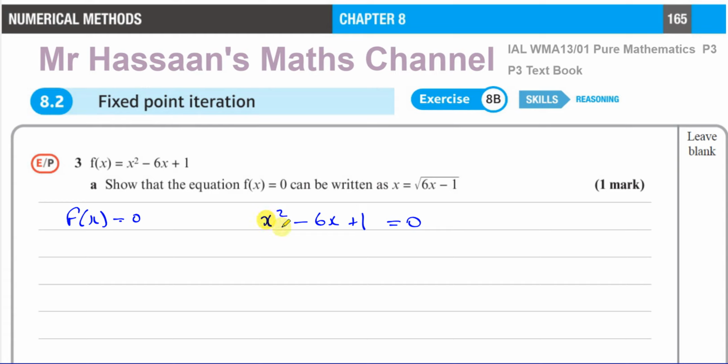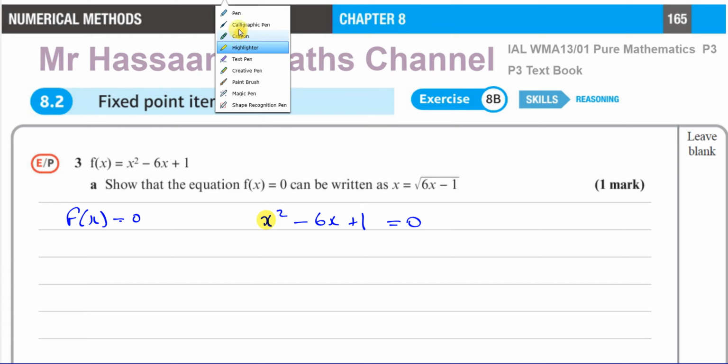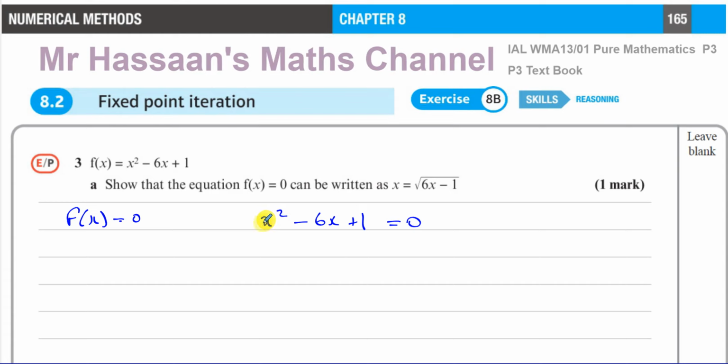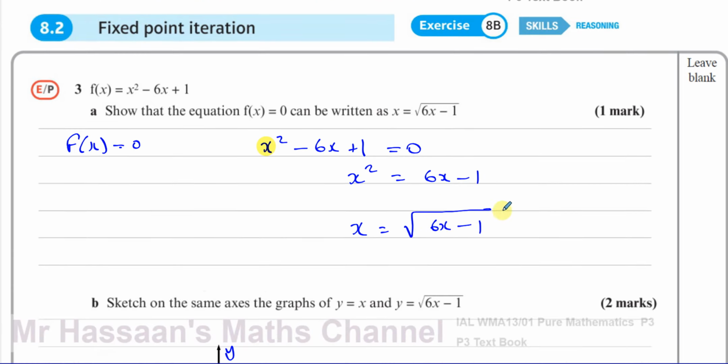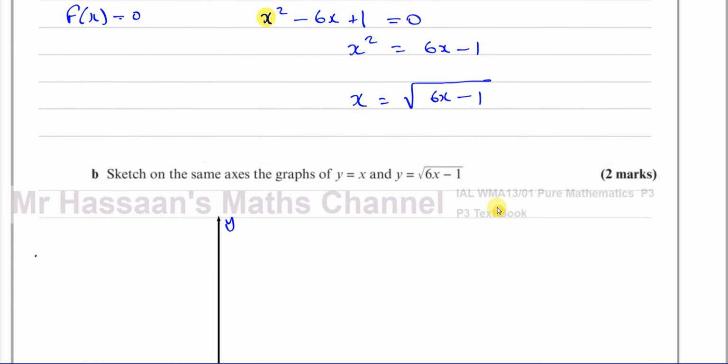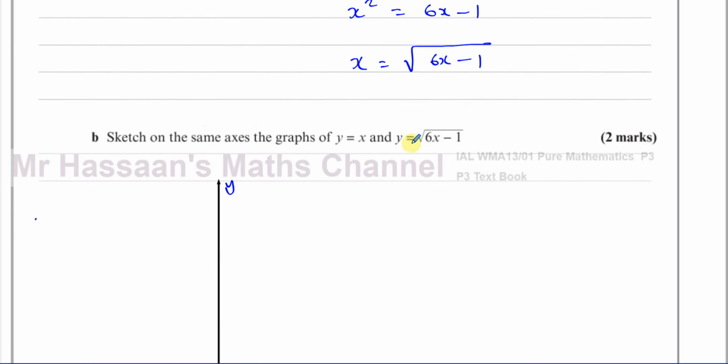That's quite obvious, right? If we rearrange this to isolate the x squared term first by adding 6x and subtracting 1 from both sides, we're left with x squared equals 6x minus 1. Then we can take the square root of both sides to end up with x equals the square root of 6x minus 1. We're only going to consider the positive square root, and we'll explain why in a minute. Then it says sketch on the same axes the graphs of y equals x and y equals the square root of 6x minus 1.